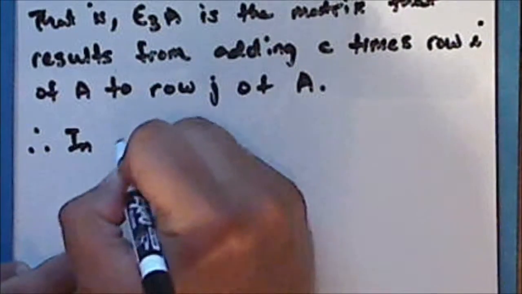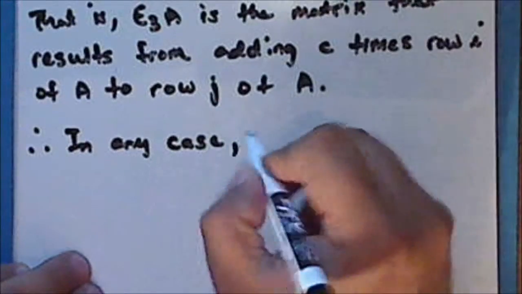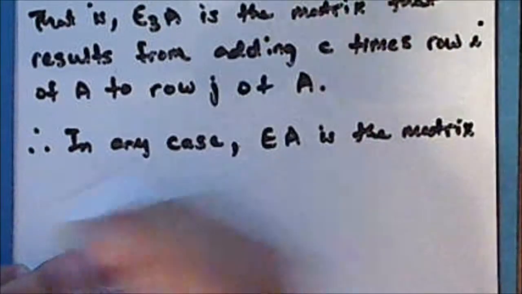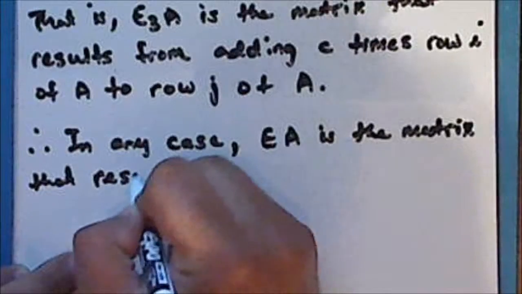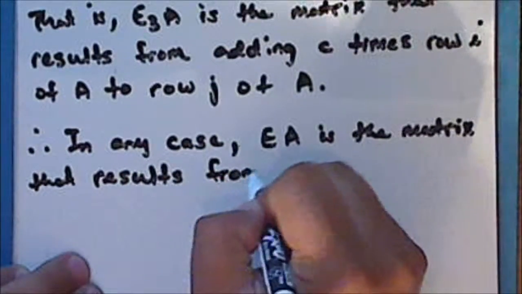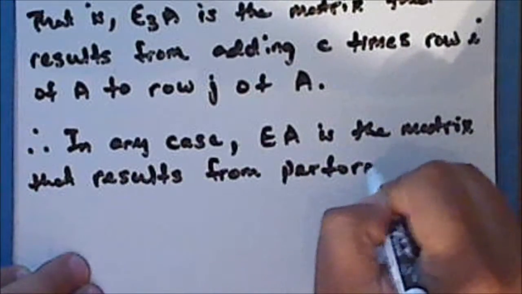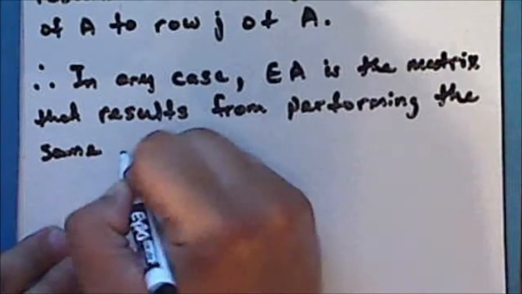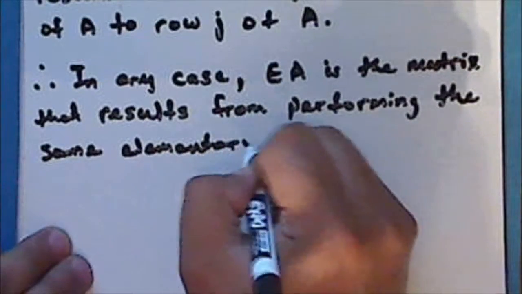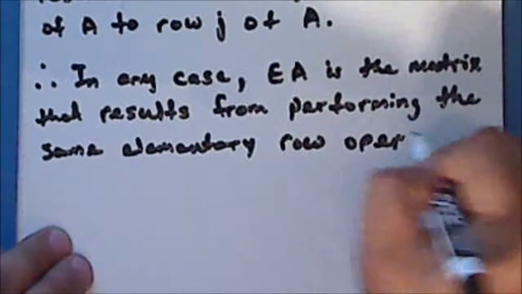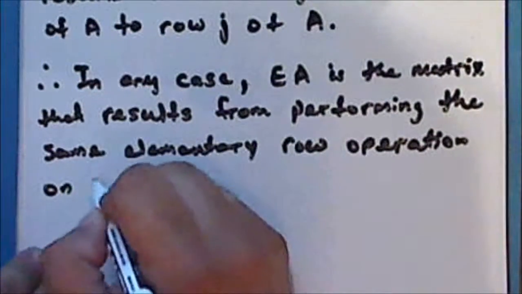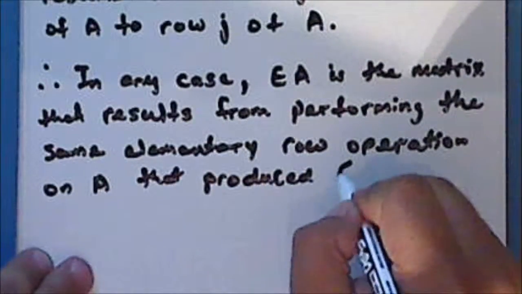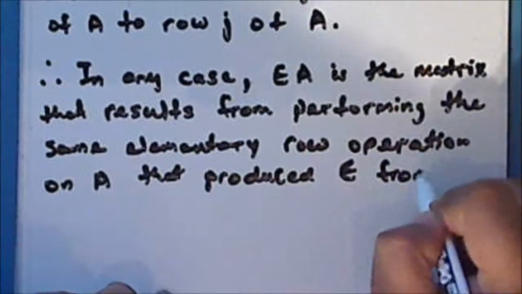And therefore, in any case, the product E times A is the matrix that results from performing the same elementary row operation on the matrix A that produced the elementary matrix E from the identity.